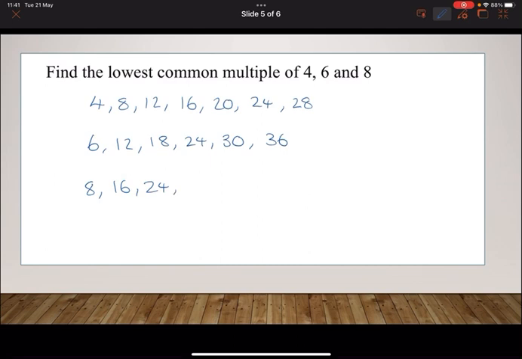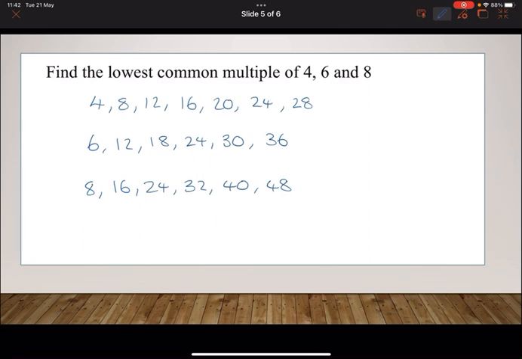So take your time when you're writing out these times tables. It's really easy to make a mistake when you're writing out times tables. So do take your time and make sure you're happy with them. So now I'm looking for a number that is in all 3 lists. So it's really important that we've got all 3 lists.